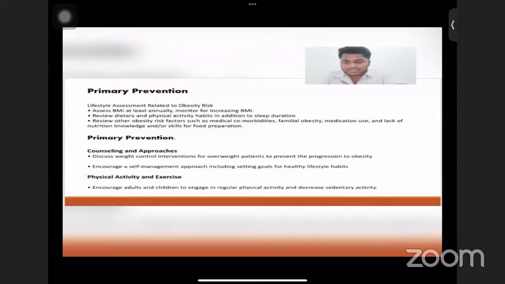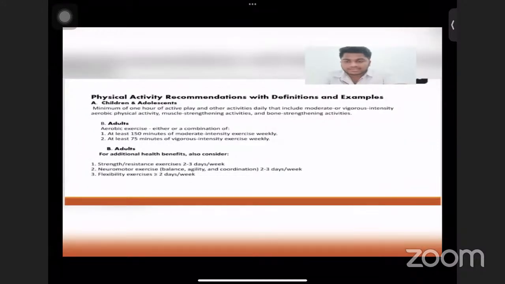Physical activities and exercise. Encourage adults and children to engage in regular physical activities and decrease sedentary activity. Physical activities recommendation with definitions and example. Children and adolescents: a minimum of 1 hour of activity, play, and other activities daily that include moderate or vigorous intensity aerobic physical activities, muscle strengthening activities, and bone strengthening activities.